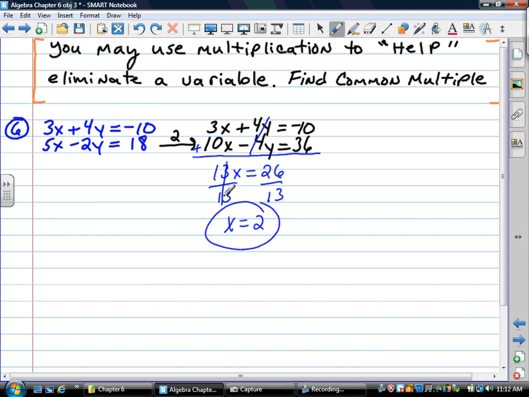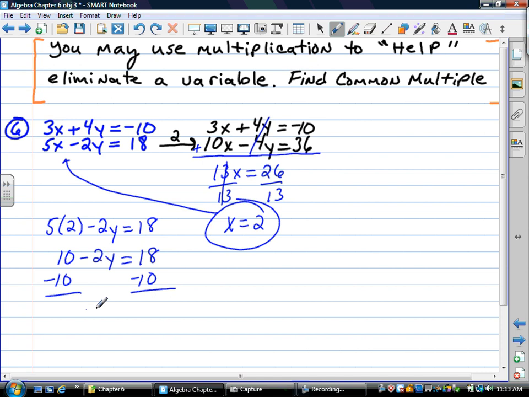I still want to find y, so I'm still going to use substitution. I can substitute for x in either one of those equations. I'll use the second equation. That's going to give me 5 times whatever x is, and x is 2, minus 2 times y. That's going to be equal to 18. 5 times 2 is 10. Minus 2y is going to be 18. I have a nice simple two-step equation. I want to subtract 10 from both sides of the equation. I wind up with negative 2y is going to be equal to, what's that, 8.